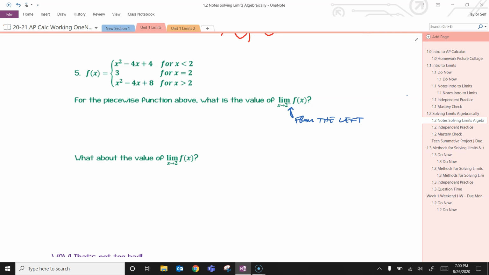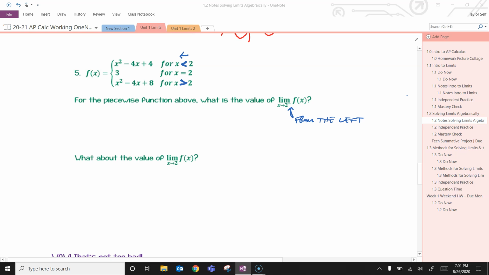Okay, so we have this piecewise function above. We want to know the left side limit. The way that I think about piecewise, and this is going to be really helpful for y'all, so make sure you pay attention, is to think of these inequality symbols as arrows. This inequality symbol is the arrowhead. Which way is this arrowhead pointing?